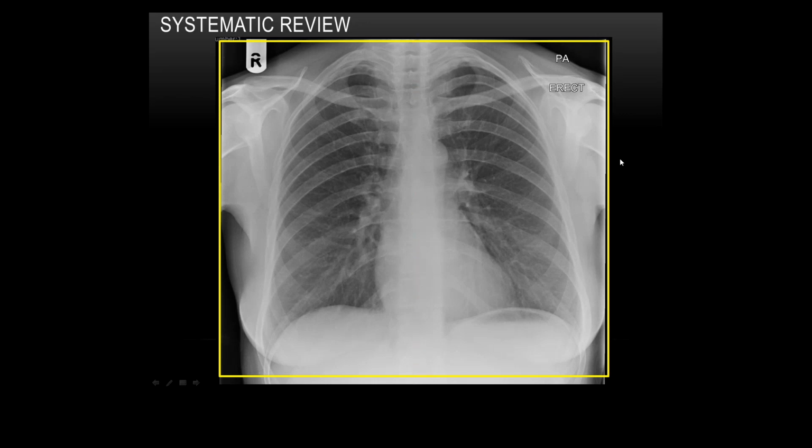The other thing you want to be looking at, when you're determining whether a chest X-ray is rotated, is the spinous processes. You want to be looking at the spinous processes, slap bang in the middle of the X-ray, and then looking at the distance from the spinous process to the sternoclavicular joint. If that is equidistant, then that chest X-ray is perfectly straight.